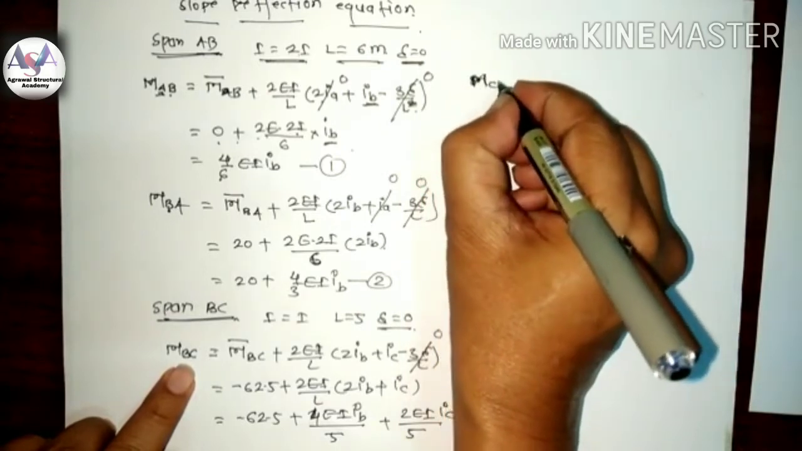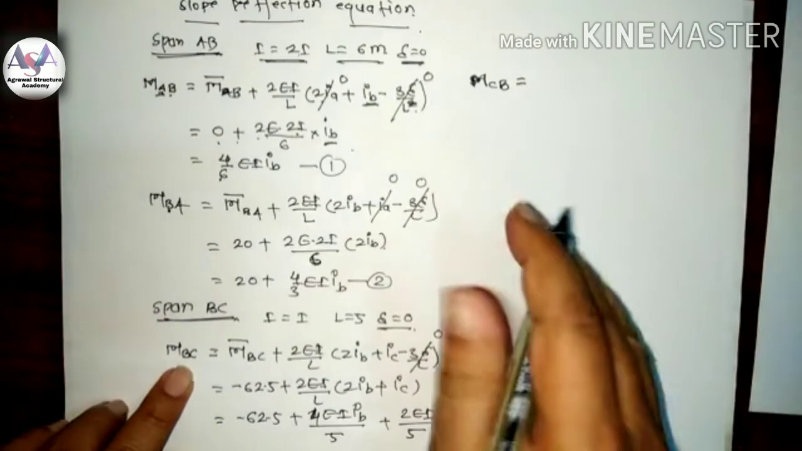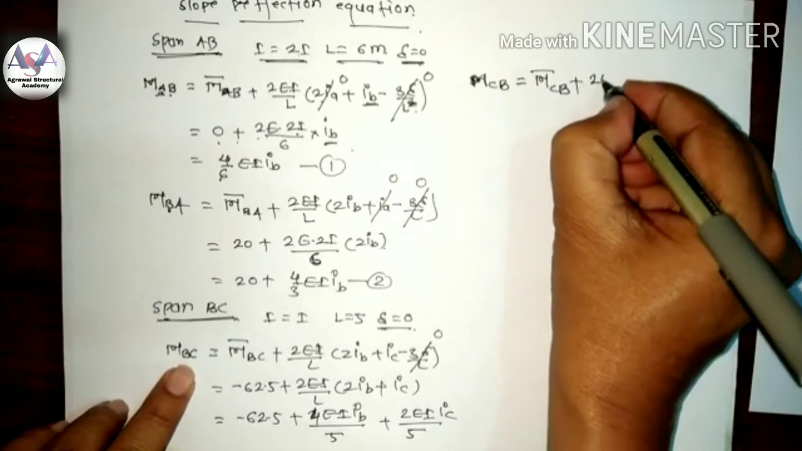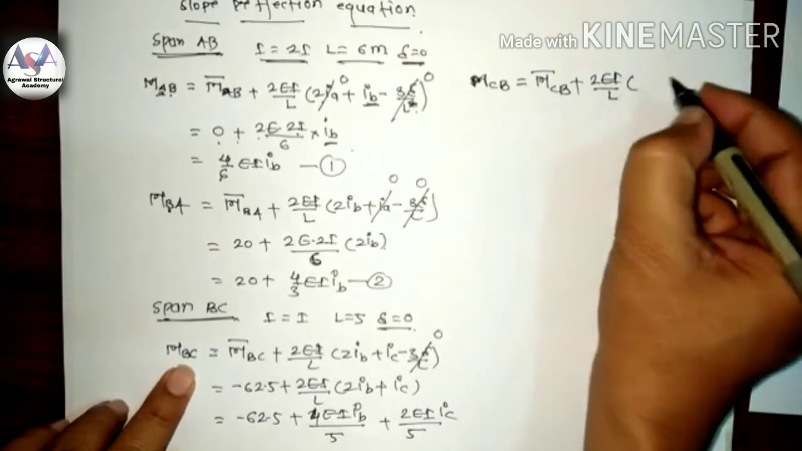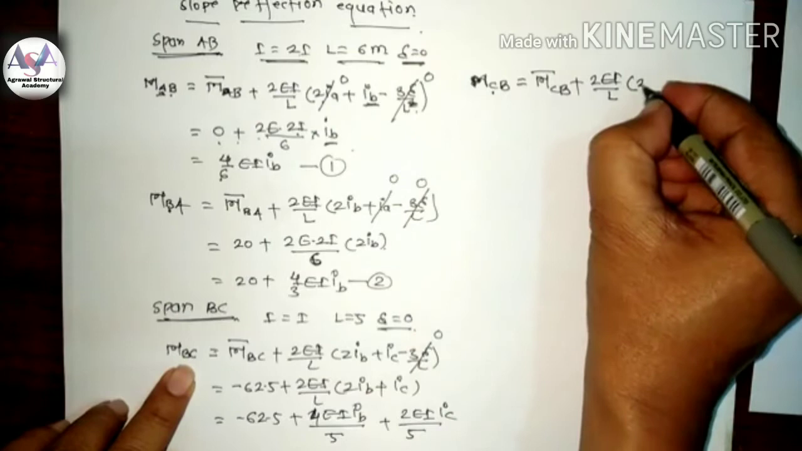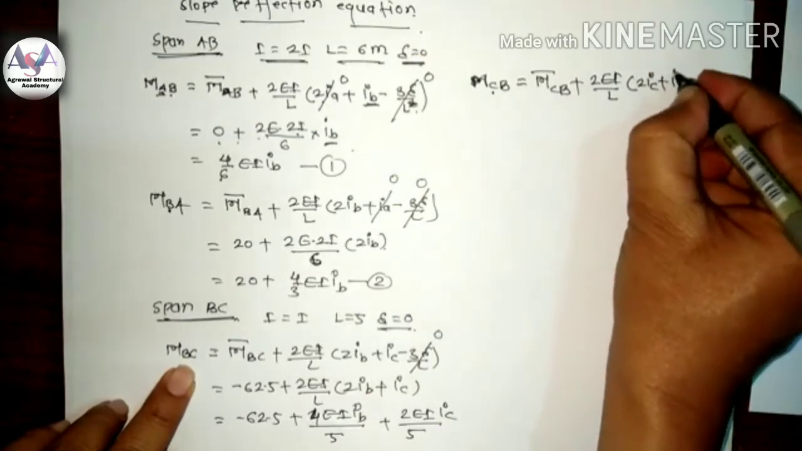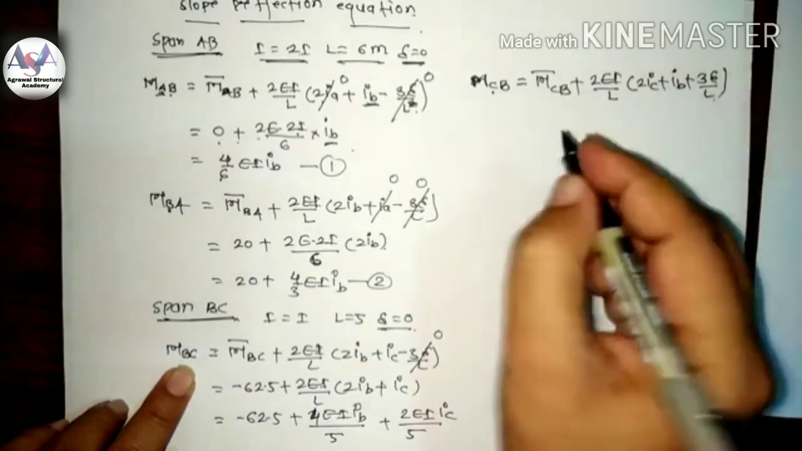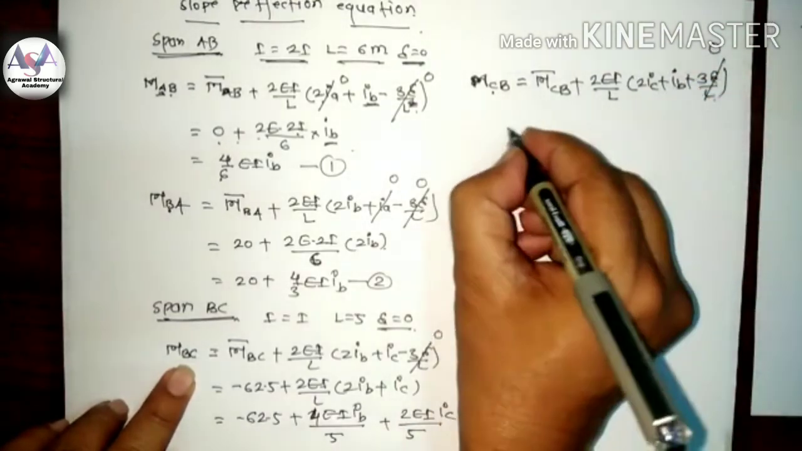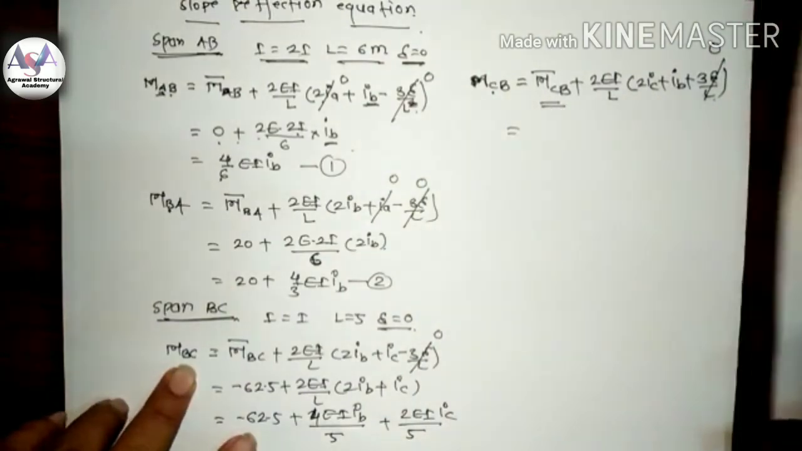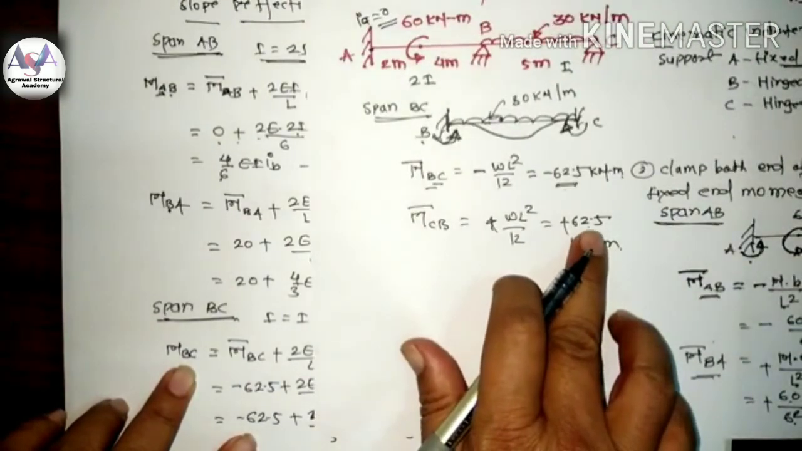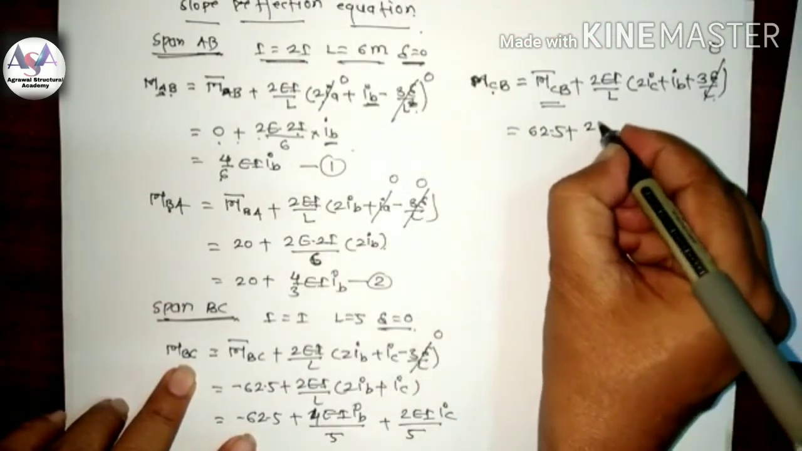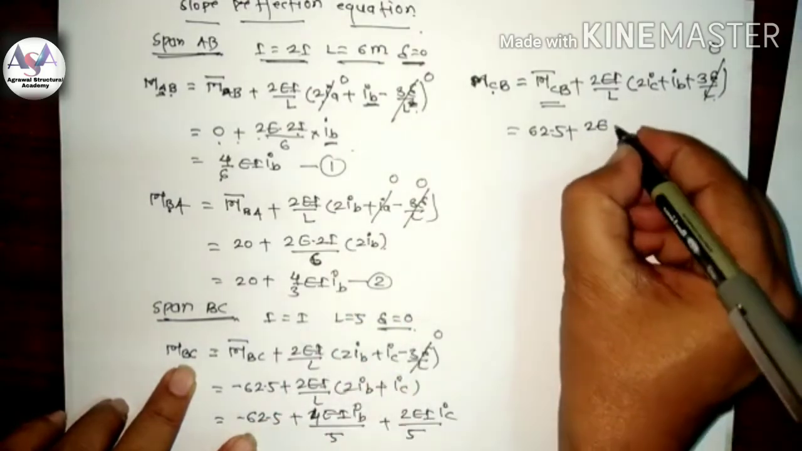Take CB. So M bar CB plus twice EI by L. Your starting point is C, so take here twice theta C. Again we know delta equal to 0. So the value of M bar CB is 62.5 plus twice E, here I equal to I, so I.